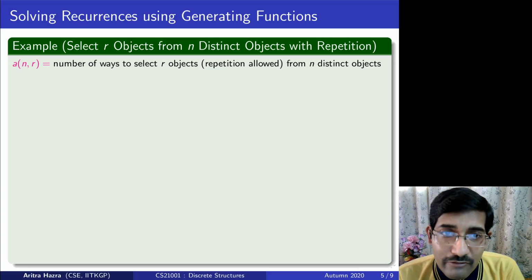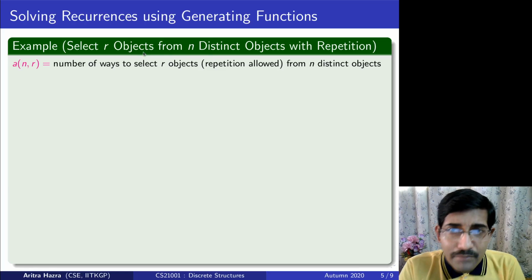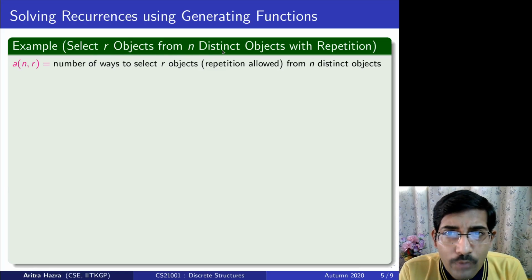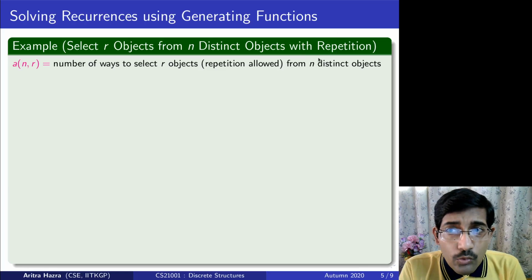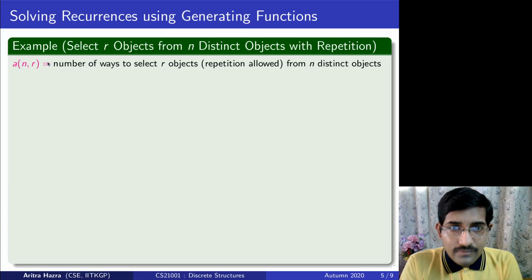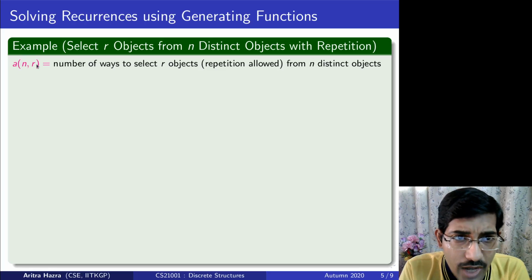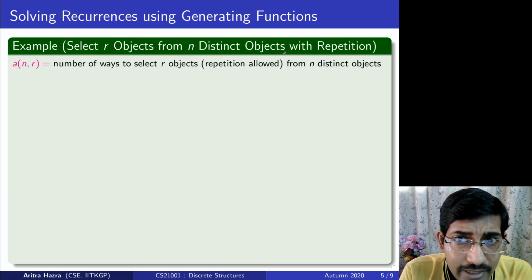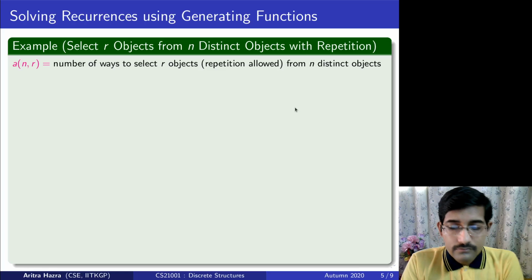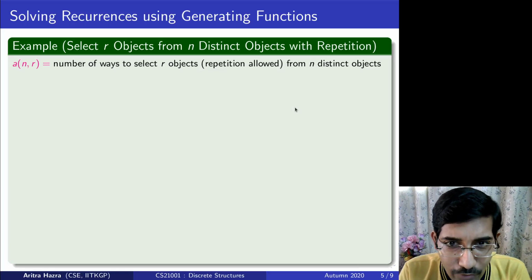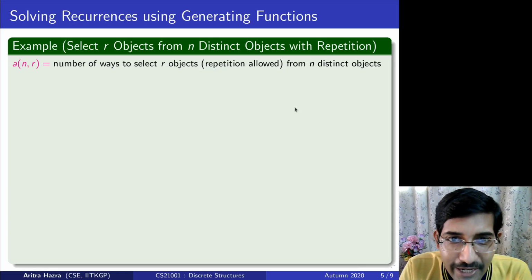Apart from all the jugglery we have learned, if we can use generating functions, some of our jobs are much simplified. One of the examples is: how do we select R objects from n distinct objects with repetition? Let's say n distinct objects, I want to choose R. So I have A(n, R), but it's with repetition, remember. If you know the formula, just hold on. Let me see whether I can reach there.